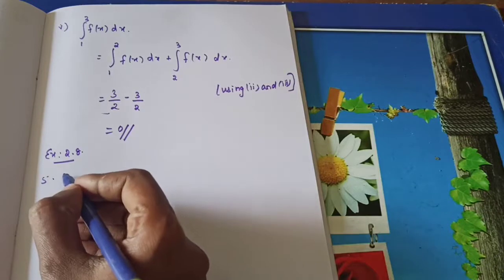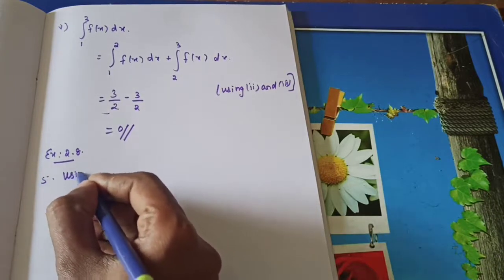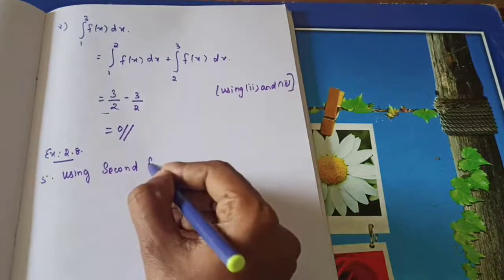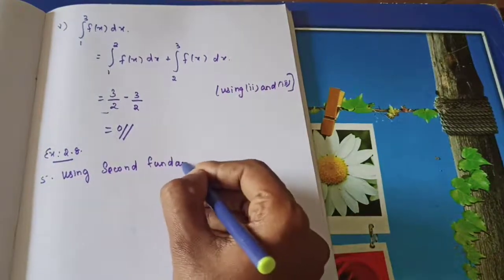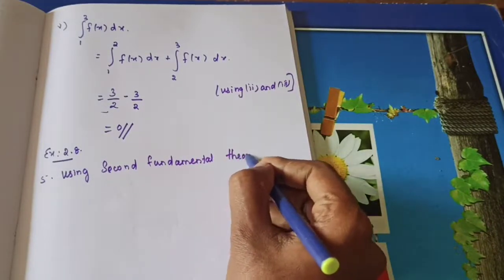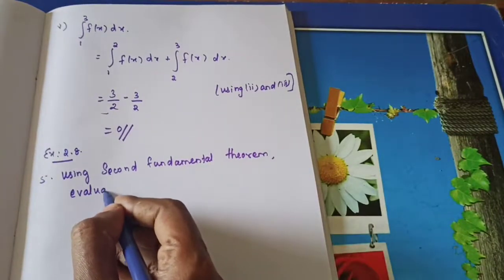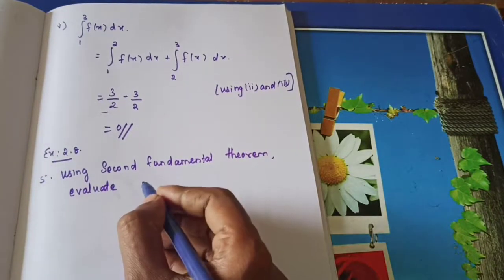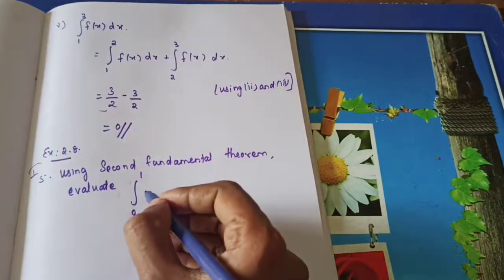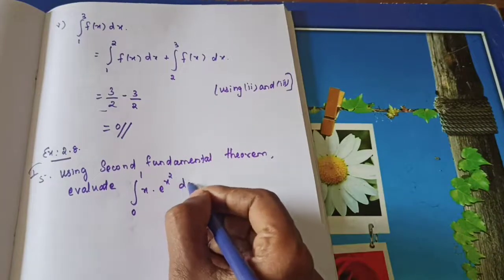Problem number 5. Using the second fundamental theorem. I asked you to learn the fundamental theorem. Okay, all of you learned, I think so. The question is integral of 0 to 1, that is the first Roman, fifth problem: x into e power x square dx.